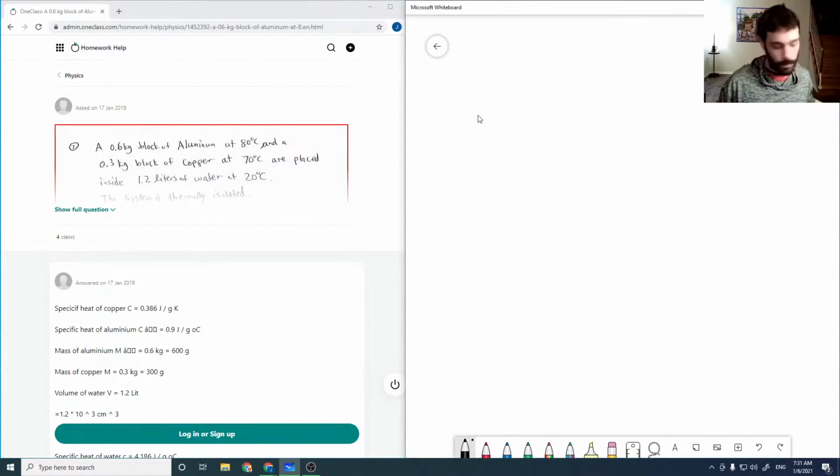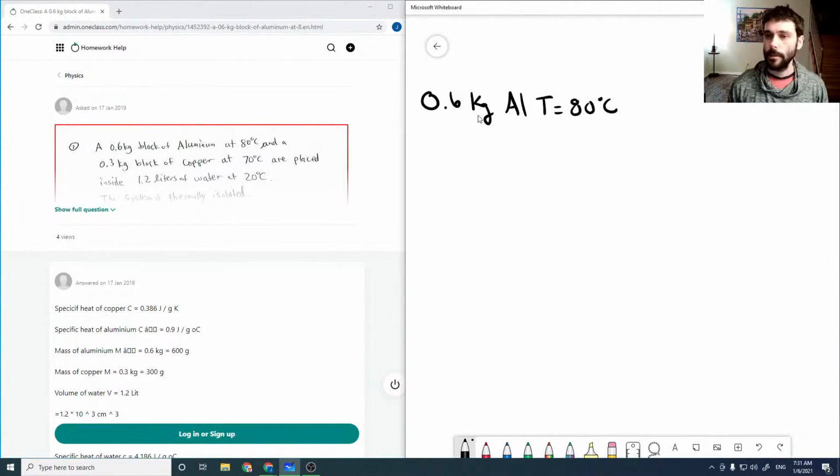Okay, so here we have a thermodynamics question, and I'll just summarize it here. We've got 0.6 kilograms of aluminum at a temperature of 80 degrees Celsius. Also, our heat capacity for aluminum is going to be 0.900 joules per gram degrees Celsius.